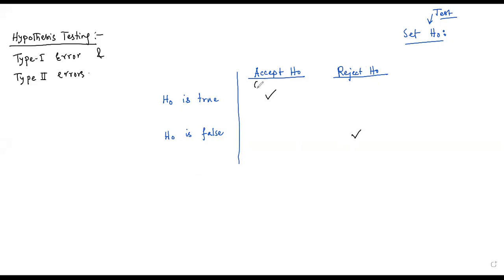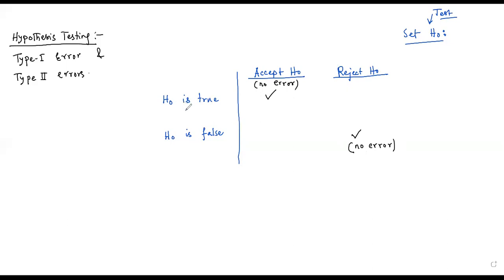So we shall consider these two parts as no error part. Actually, we have not done any sort of error over here. You can very well understand this. But suppose our null hypothesis is true.